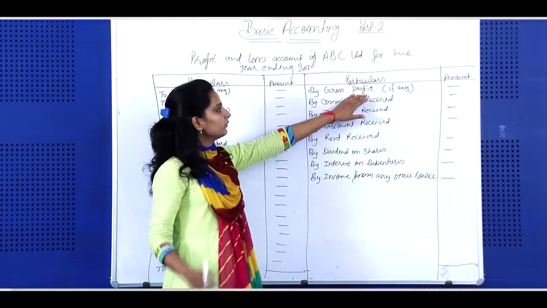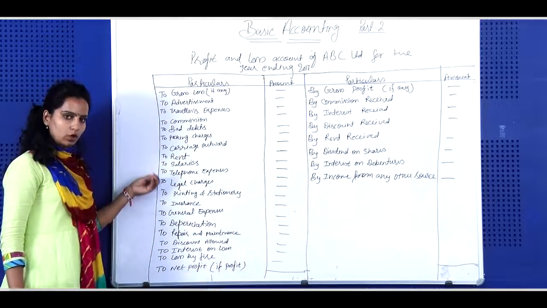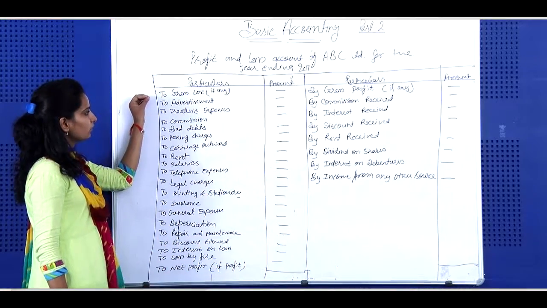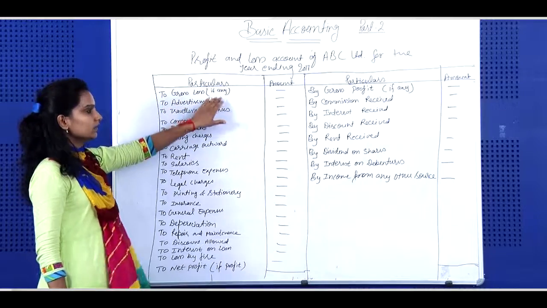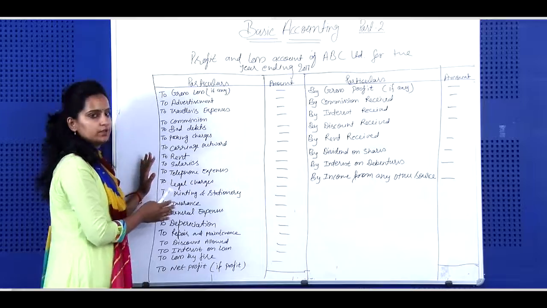If in the previous account we are having the profit, fine; if there was some loss, then we will transfer that loss in the profit and loss account like 'to gross loss', if any. Further, first of all I am discussing the debit side.